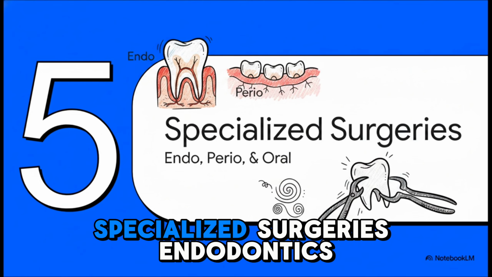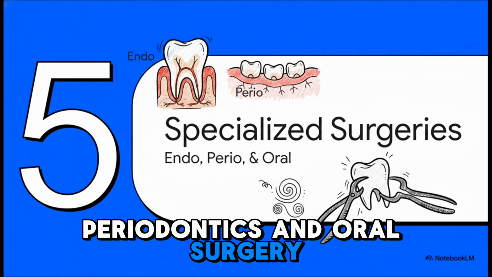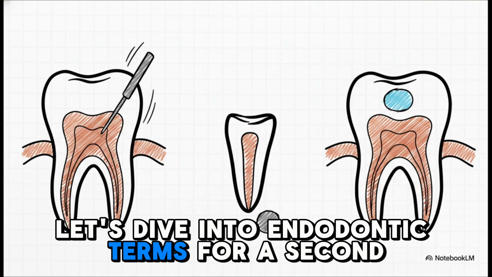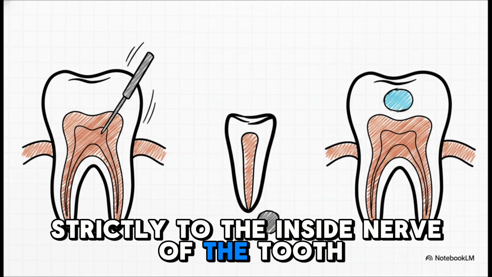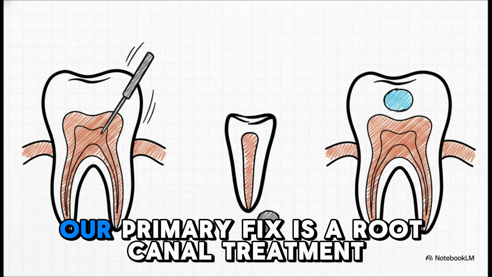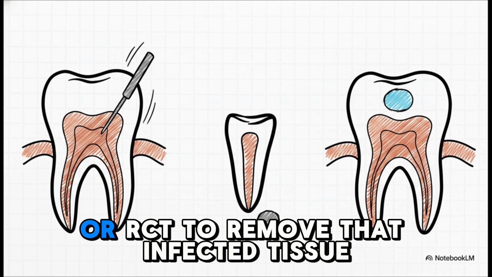Part 5. Specialized surgeries, endodontics, periodontics, and oral surgery. Let's dive into endodontic terms for a second. This whole specialty relates strictly to the inside nerve of the tooth. When a nerve becomes infected, our primary fix is a root canal treatment, or RCT, to remove that infected tissue.